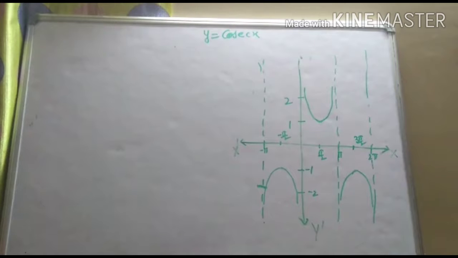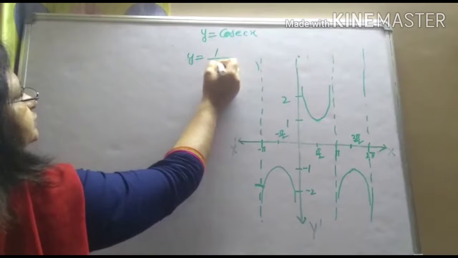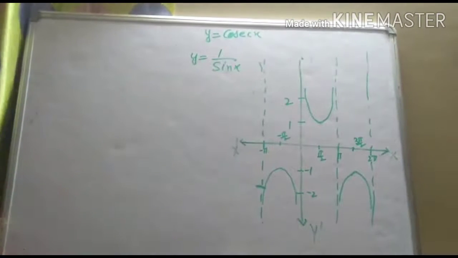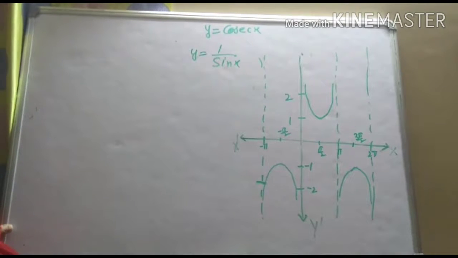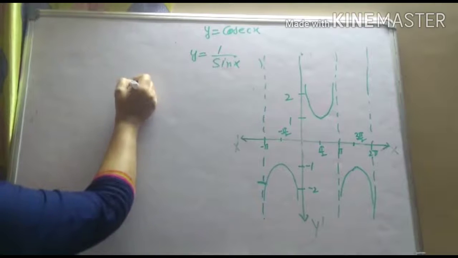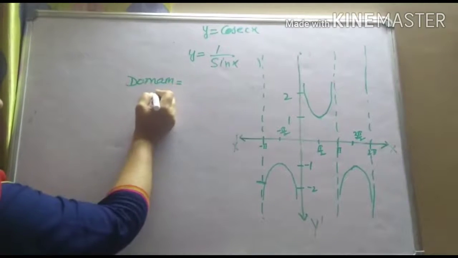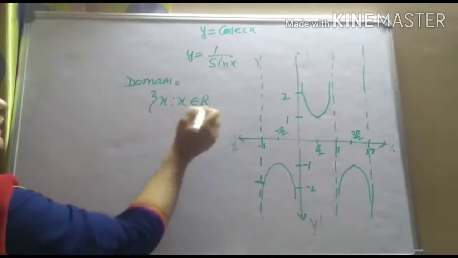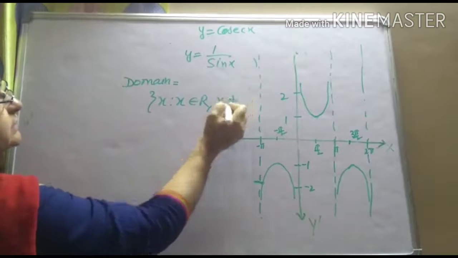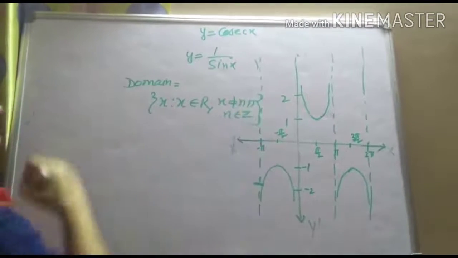Now what is the domain of cosecant x? We can write it as 1 upon sin x. So y is defined only when sin x is not equal to 0. It means x is not equal to n pi. So what is the domain of cosecant x? We can write it as x belongs to R, but x is not equal to n pi, where n belongs to integer.